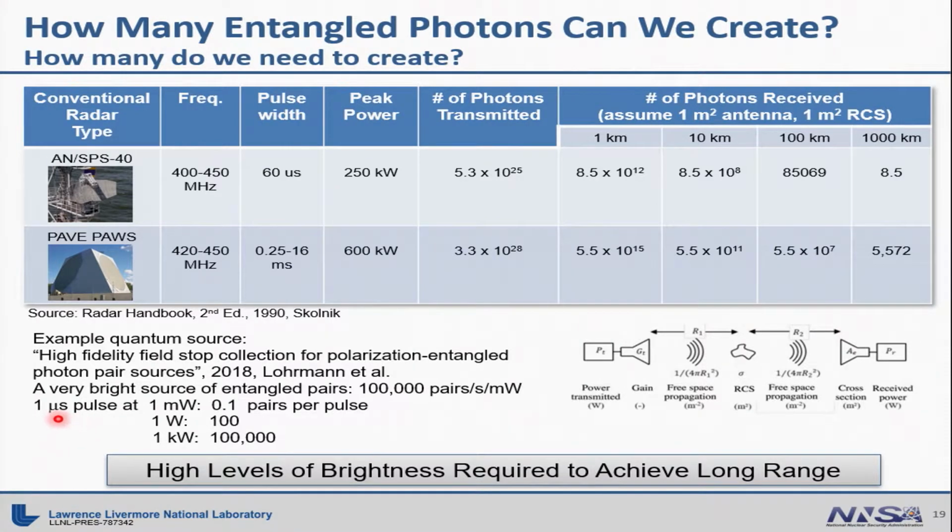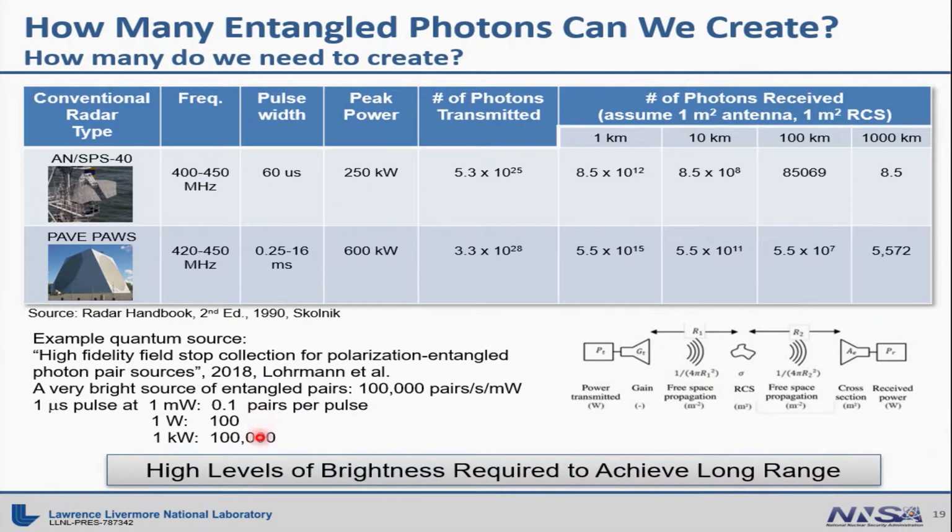And so with a 1 microsecond pulse from this source at 1 milliwatt input power, you wouldn't even get a pair per pulse. And if you go up to 1 kilowatt of power onto that crystal, which is a lot of power actually, you would get something on the order of 100,000 photons in that pulse that you could use to perform your binary quantum hypothesis test. That sounds like a lot, but these radars are using 10 to the 25 photons. And so this is a very, very small number, and this will dramatically affect the range you can achieve with your quantum radar.